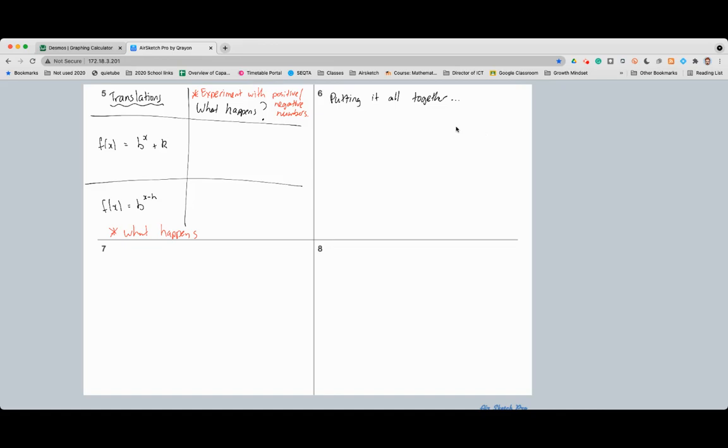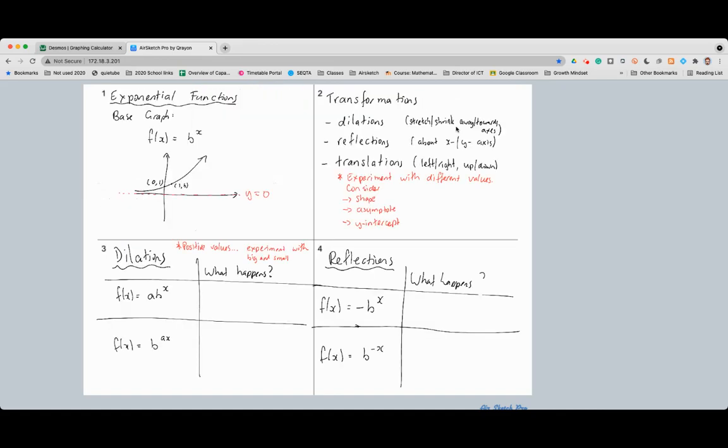Okay, so we'll go back to the dilations first. Basically, I started you off with the hardest one, and then I left you with the easier one to see in an exponential graph. So what did people notice? When I multiplied b to the power of x by a, what happened? You don't have to have it in fancy language.